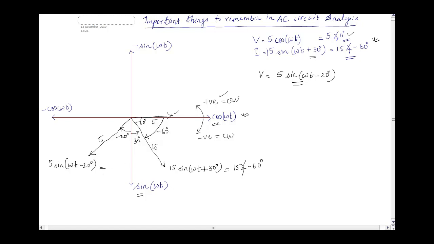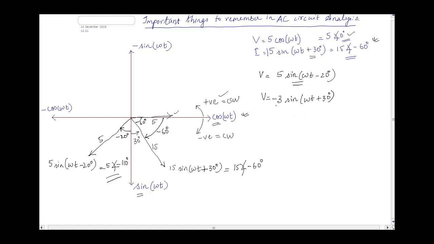This I have to see with respect to cos omega t. With respect to cos omega t, this is 90 degree minus, and then another minus of 20 degrees. So this I can write as 5 angle minus 90 plus 20, which is 110 degrees. So the polar form of that is written in this way. Similarly, suppose I am having a voltage which is written as, let's say, minus 3 sine omega t plus 30 degrees.